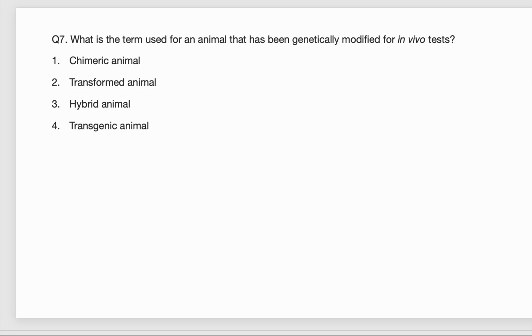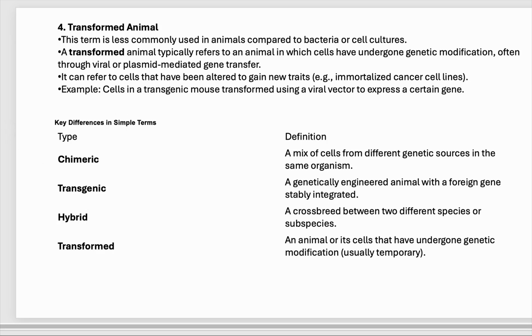In vivo means in body. So they are asking for the term that is used for an animal that has been genetically modified for in vivo test. Let's see what all the other options are. What do we mean by chimeric animal, transformed animal, hybrid animal, and transgenic animal?